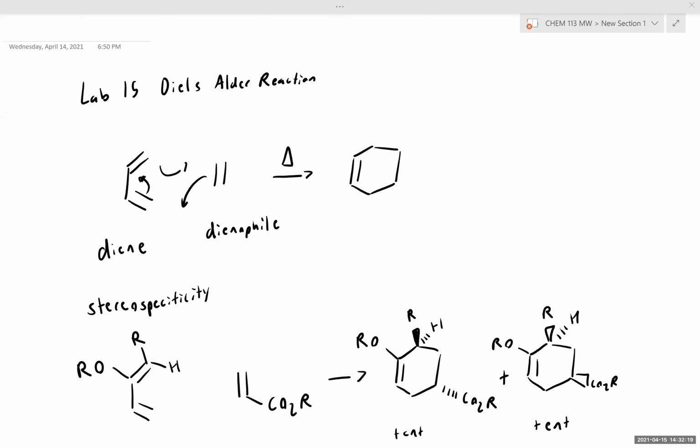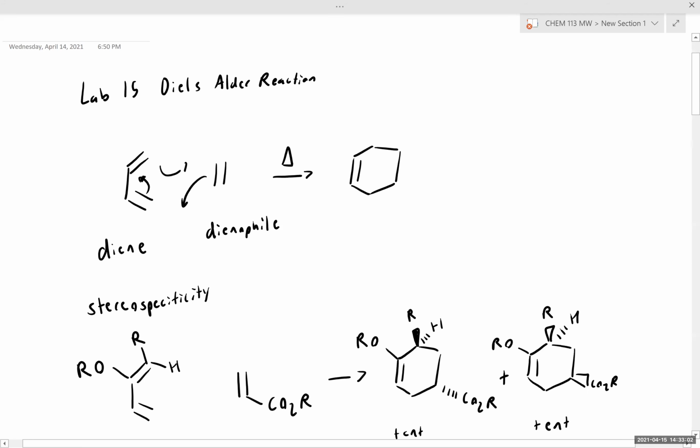Our pre-lab lecture. So today we'll be looking through lab 15, which is the Diels Alder reaction. In terms of bond forming reactions and significant reactions in the field of organic chemistry, the Diels Alder is probably up there with one of the more important organic reactions, both in terms of its ability to simultaneously form multiple carbon-carbon bonds and to form carbon-carbon bonds with stereospecificity. And this exquisite stereospecificity is a hallmark of the Diels Alder reaction.